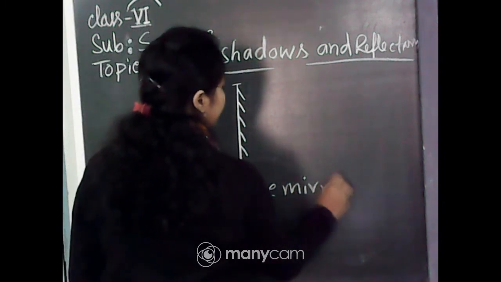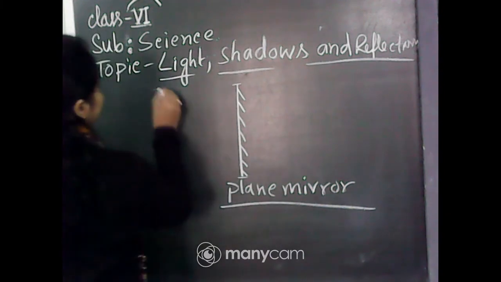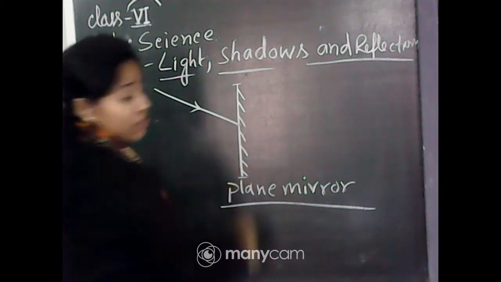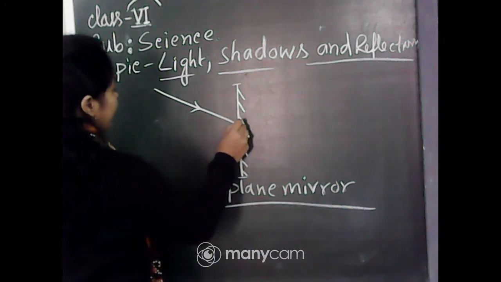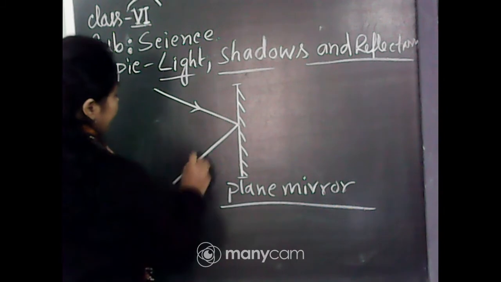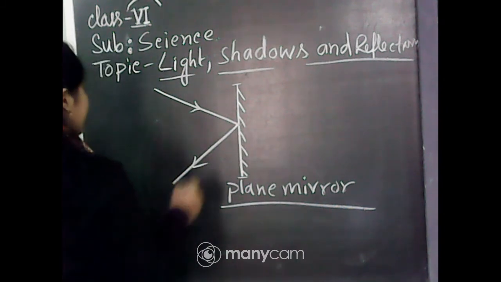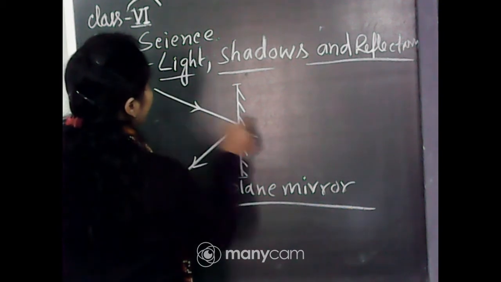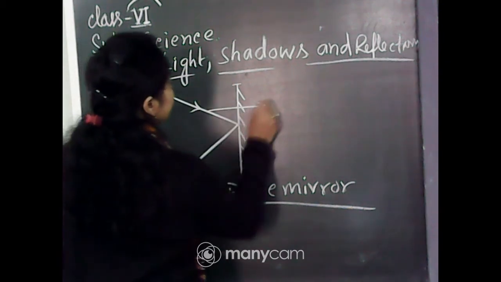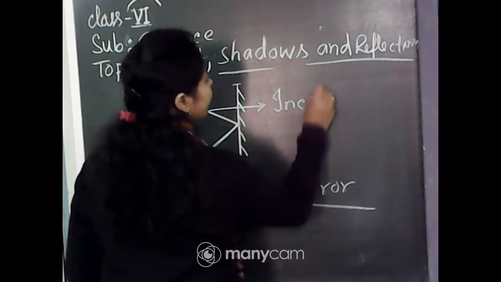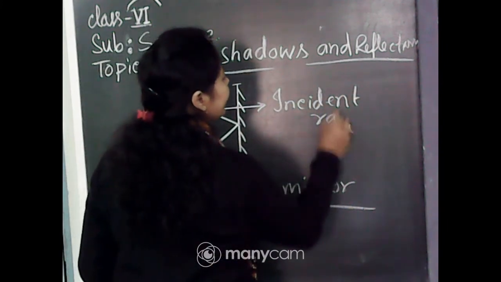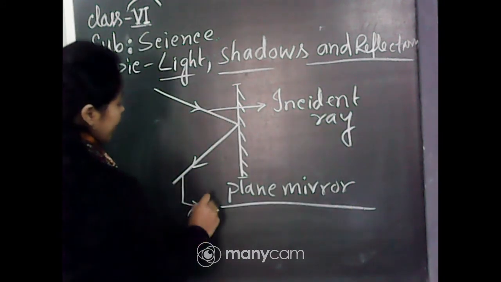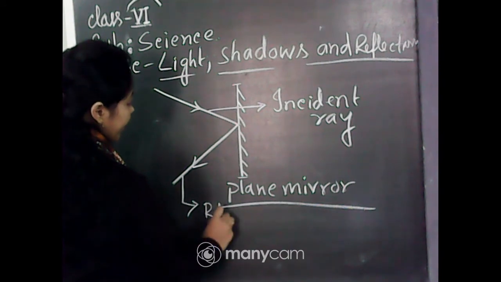Now here a ray of light just comes in on the surface of the mirror, and the ray of light that is reflected back from the surface of the mirror. This ray of light which first falls on the surface of the mirror is called the incident ray. Okay, incident ray, and the ray of light which is reflected back from the surface of the mirror is called the reflected ray. Understood?